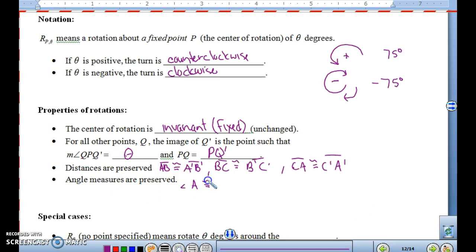So angle A will be congruent to angle A prime. Angle B will be congruent to angle B prime. And angle C will be congruent to angle C prime. The size and the shape of the image is unchanged. What you end up with is what you start with.